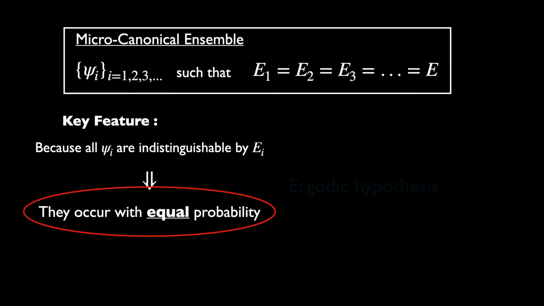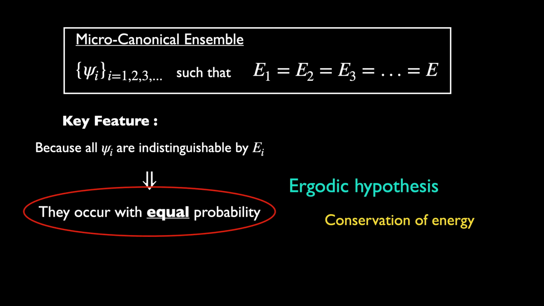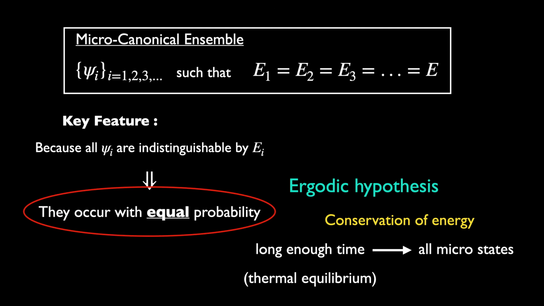This is known as the ergodic hypothesis. It is the result of the conservation of energy. The idea is that, given a long enough time, the system will be able to pass through all the states that have the same energy. This is the relaxation time before thermal equilibrium. Not knowing the initial conditions means, statistically, we must treat all these states on equal footing.